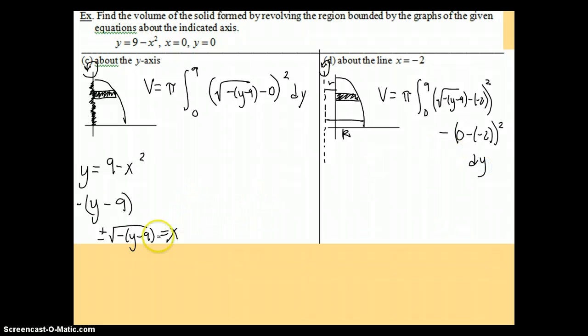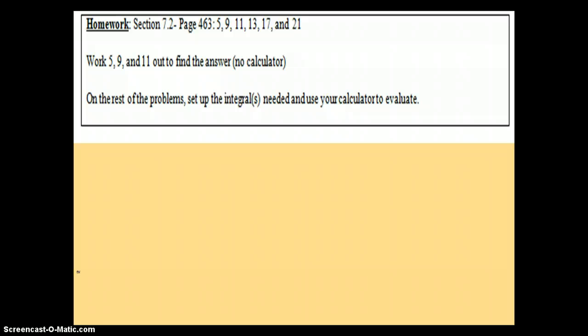So quickly, we'll have to work this one together, but your homework will be on page 463, section 7.2, and you're going to work part of them on the calculator and part of them not.